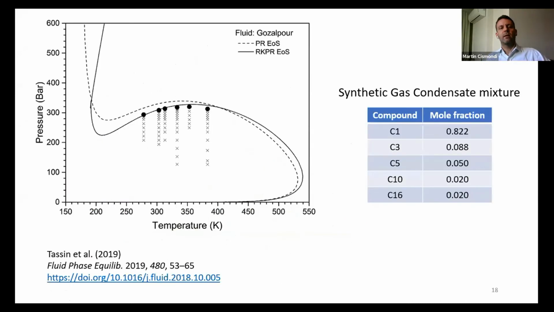And this is confirming some single results we had previously, like this one for a synthetic gas condensate mixture, that even though the measurements were at higher temperatures, as usually happens, when you model this, predictions with two different equations of state were showing these open envelopes with the liquid-liquid branch at lower temperatures.